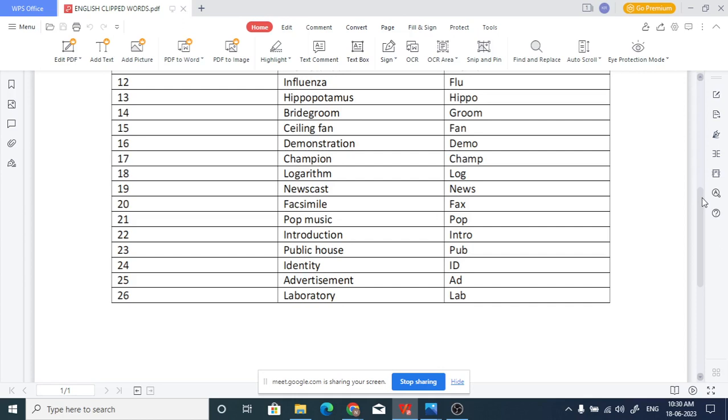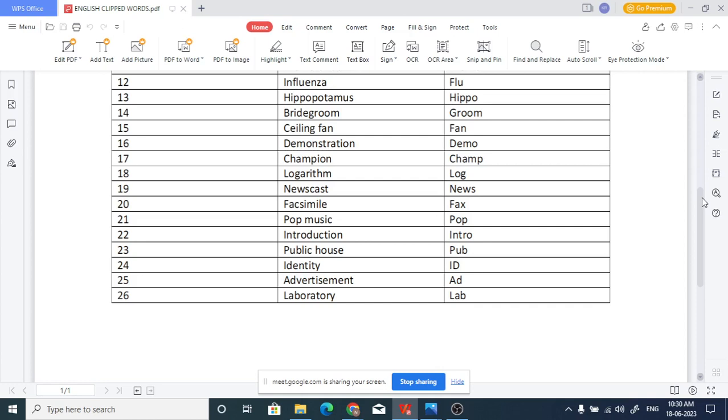Okay. Then, bridegroom. We call him groom. Who is bridegroom? The boy who is going to get married is called bridegroom. Am I correct? Bridegroom is a boy who is going to get married. In Tamil, we call Mapillai. Mapillai is called bridegroom in English. And in short, we call groom. And bride means the girl. The girl who is going to get married is called bride.